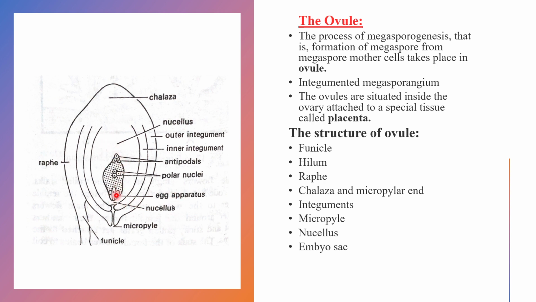This is the egg apparatus. These three cells together are called the egg apparatus, these two nuclei are known as polar nuclei, and these three are known as antipodal cells. So this is the embryo sac. So this is all about the structure of the ovule.